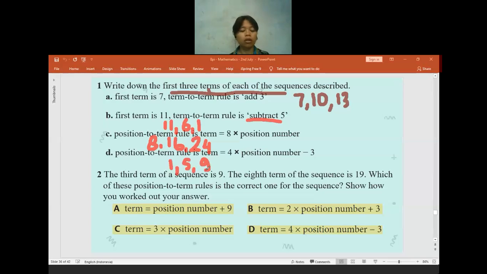Everything is clear? Okay, if everything is clear, let us move to question 2. Which term is it that satisfies these things? The third term of a sequence is 9. The eighth term of this sequence is 90. We need to find which term satisfies this sentence. To check it, we can find it one by one. We find the third term of each letter first. So let us check term A. What is the third term of term A?